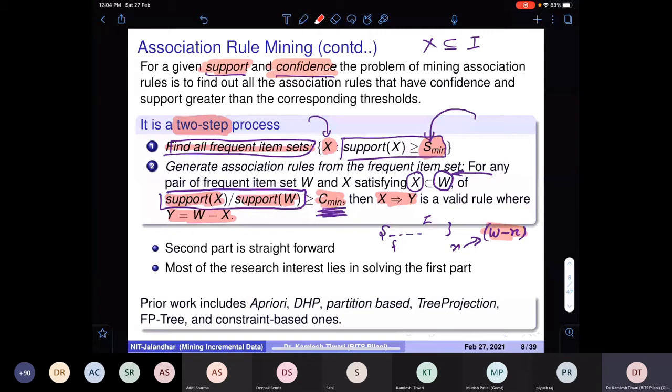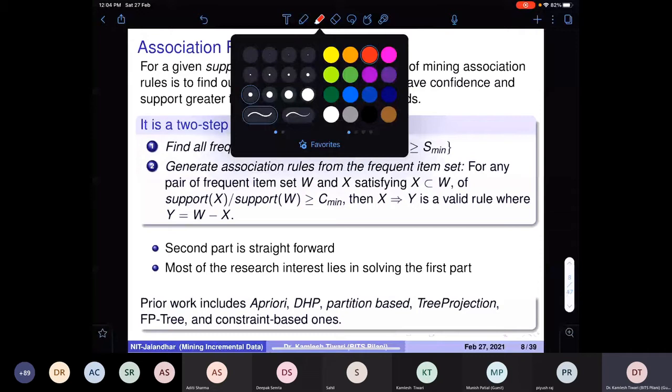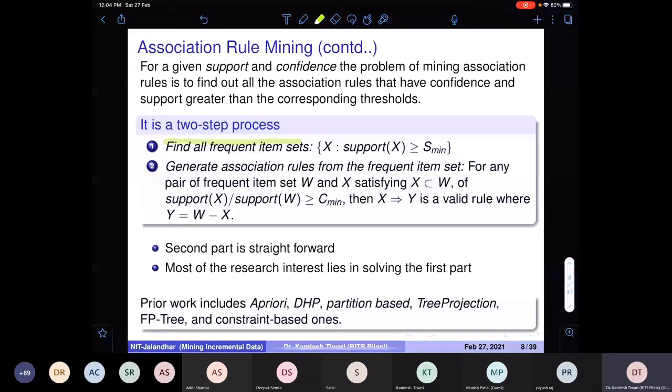So whether the task is clear, once again, let me quickly summarize what I told you. You find all frequent item sets. First you have to find out which are the frequent item sets, by seeing all the subsets that have support greater than S min, the minimum support that has been supplied to me. Then when all such sets are given to me, I will find any set and its superset. I say this is W, this is X, and what is extra over here is Y, that is W minus X. So I say that X implies Y is going to be an association rule if support for X divided by support for W is greater than the other criterion, that is C min. This is how we are going to find this.